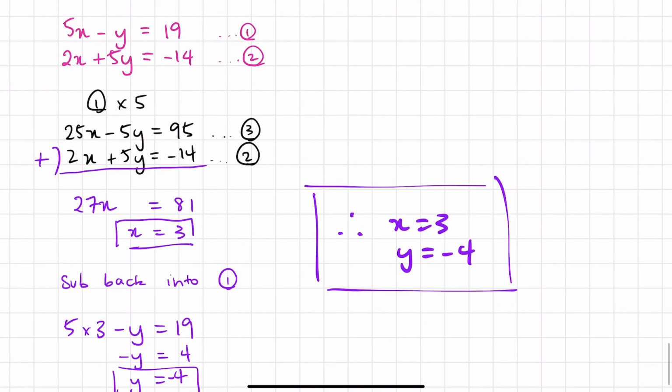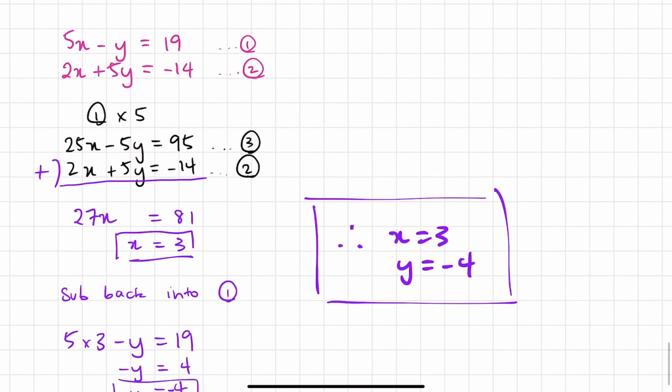So in this case, with the equations not lining up properly, you can multiply one of the equations or adjust them so that they do line up, and then you can use the same elimination process. Cool, so that's how you do the elimination method.